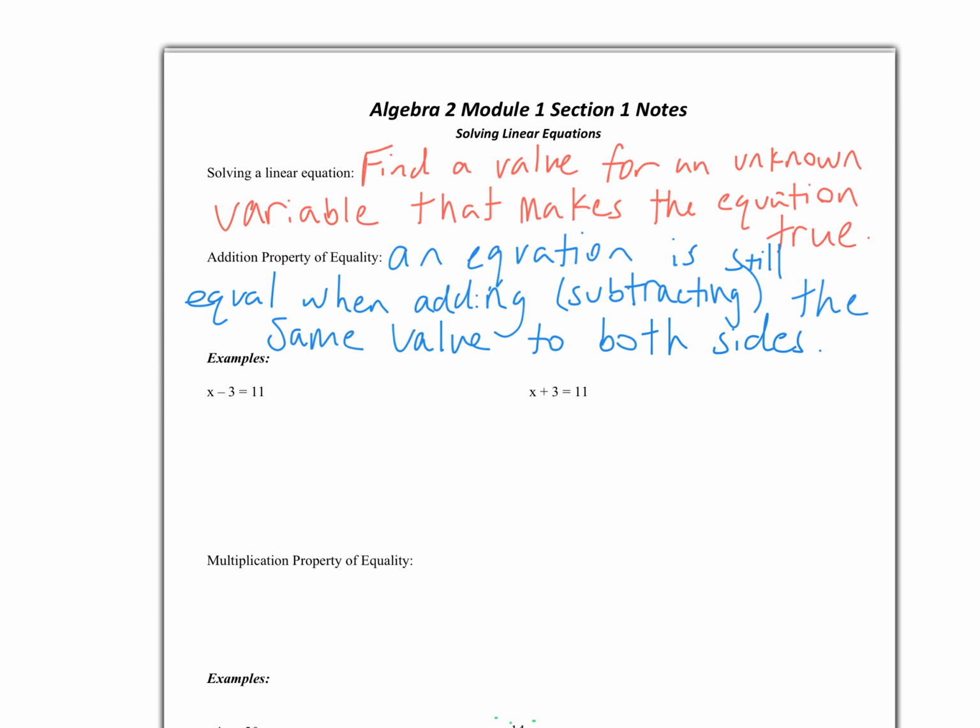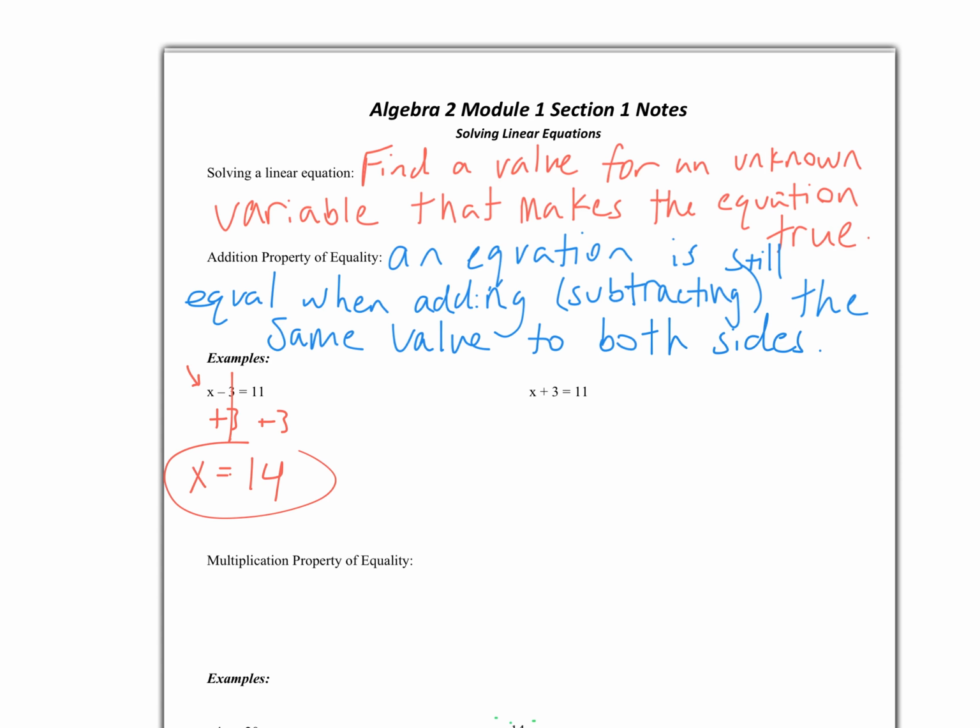Applying that to some examples, if we look at this first one, x minus 3 equals 11, we need to isolate this x value, get it by itself. There's one step to do that. We need to get rid of the negative 3. Let's use the addition property. If I add 3 to both sides, it's still a true equation. The negative 3 and plus 3 cancel out. The 11 plus 3 gives me 14. So I have x equals 14.